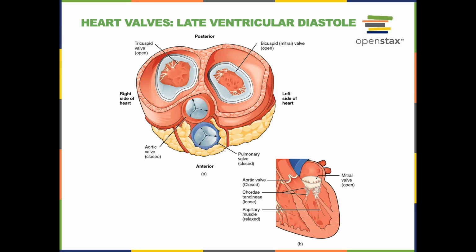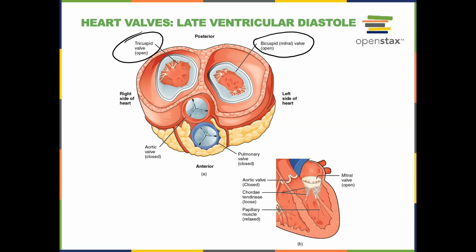The AV valve on the right side of the heart, known as the tricuspid valve, prevents blood from flowing backwards out of the right ventricle into the right atrium. The bicuspid valve, also known as the mitral valve, is the AV valve on the left side of the heart, preventing blood from flowing backwards from the left ventricle into the left atrium.